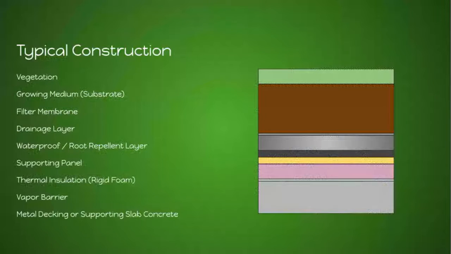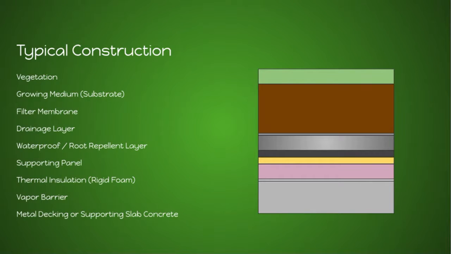Typical green roof construction is vegetation at the top, a growing medium underneath that. So you can see the growing medium here, a filter membrane under that, a drainage layer, and this could be something like gravel, or it might be something like a system designed for green roof drainage, and we'll look at some of those in just a moment. Underneath that, there's usually some sort of supporting panel, and below that, you'll have some sort of insulation. This is normally rigid foam. And then below that, you have a vapor barrier to kind of separate this system from the supporting structure.